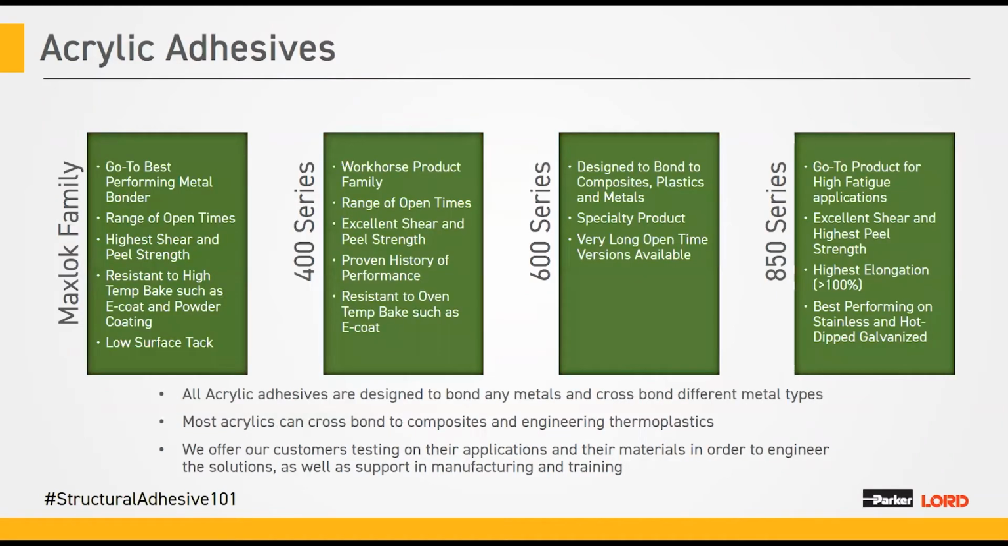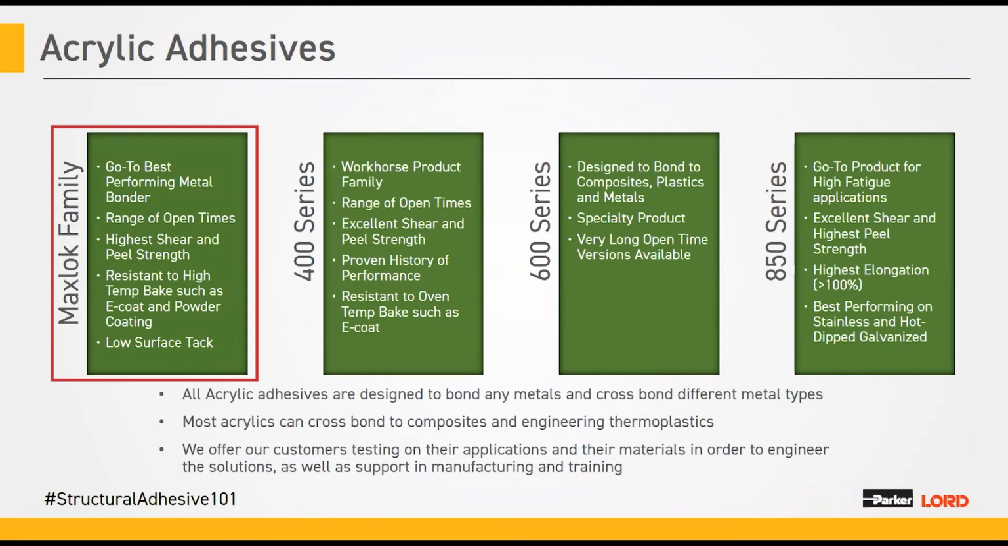Okay, now we're going to talk in more specifics about the individual chemistries and some of the product offerings. This first slide we're going to look at is acrylic adhesives. Starting on the left, we're going to start with the MaxLock family. This is kind of our go-to product. It's one of the best performing metal bonders we have.